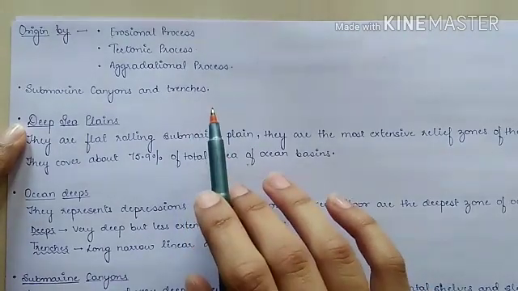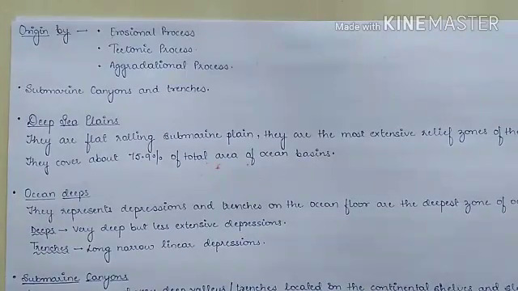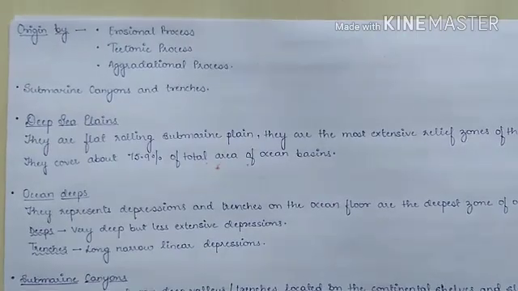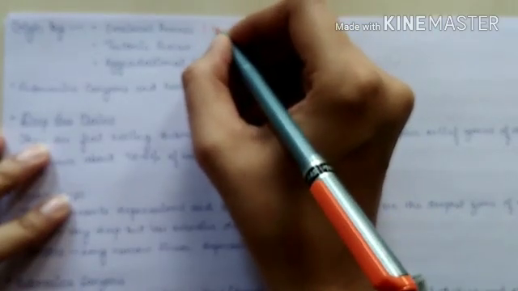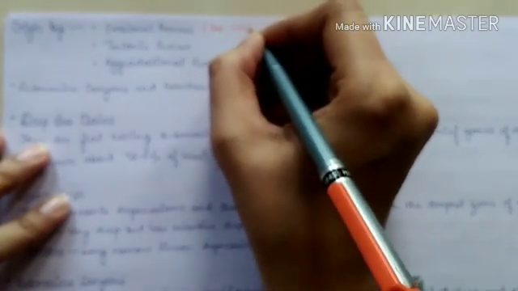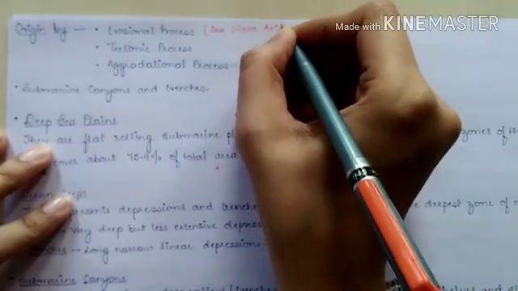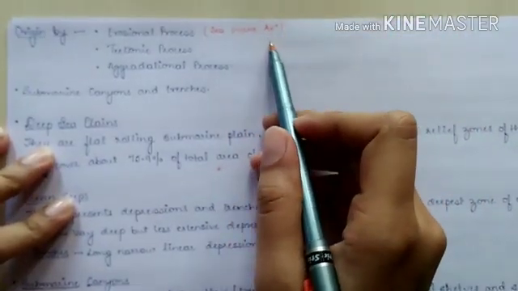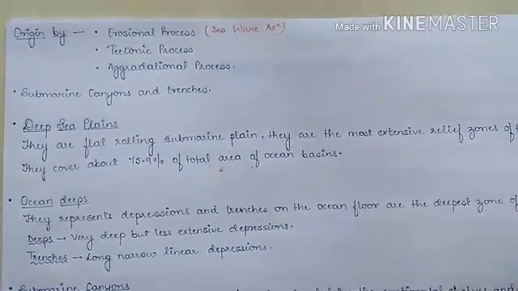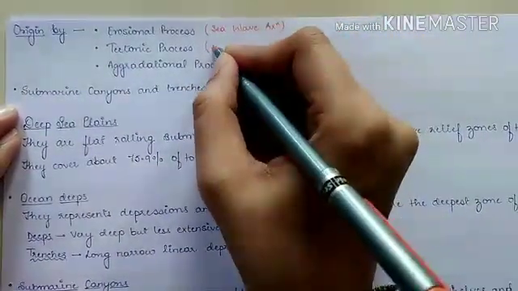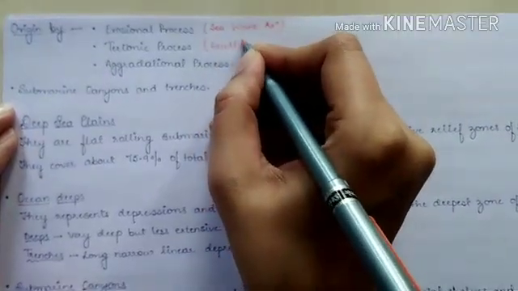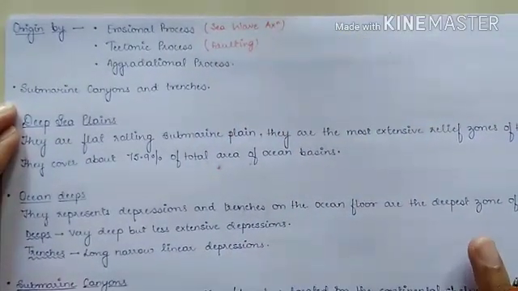Then we have tectonic process. According to tectonic theory, faulting is held responsible for the origin of continental slopes. So in erosional theory we have wave action responsible for the formation of continental slopes, and in tectonic we have faulting held responsible for the formation of continental slopes.